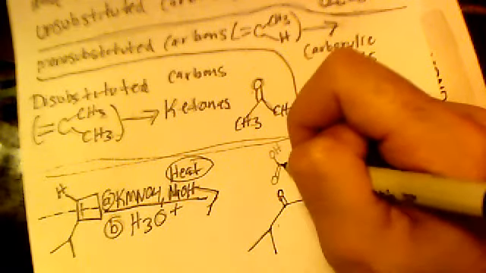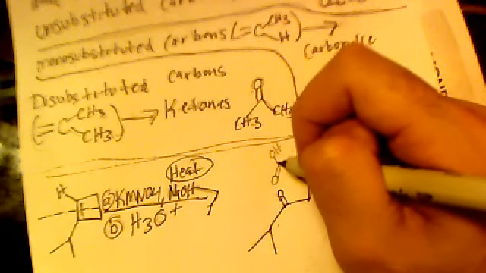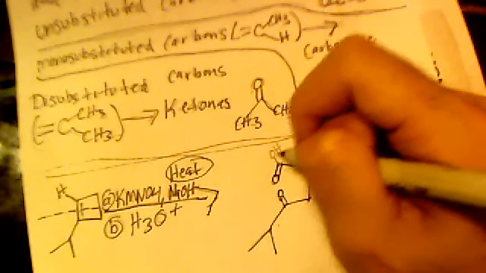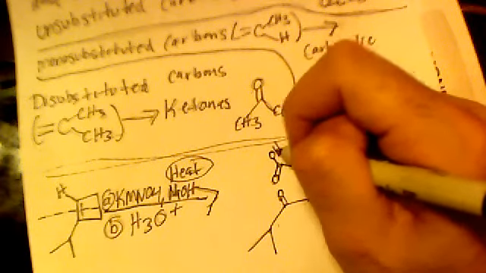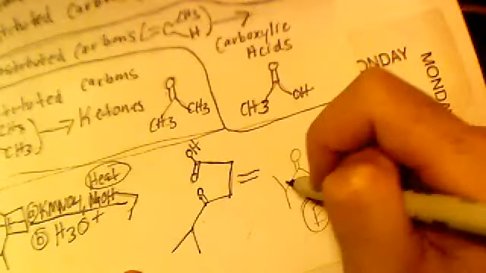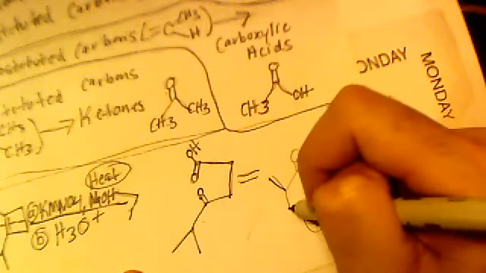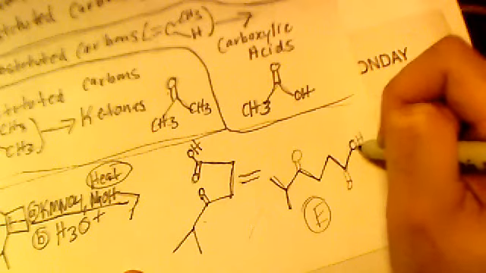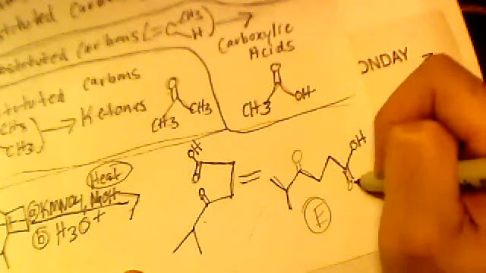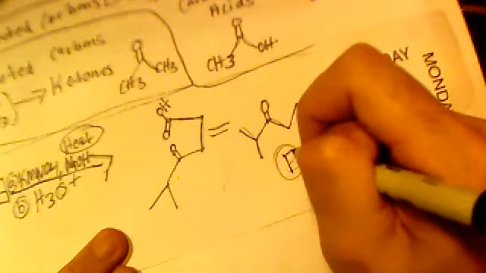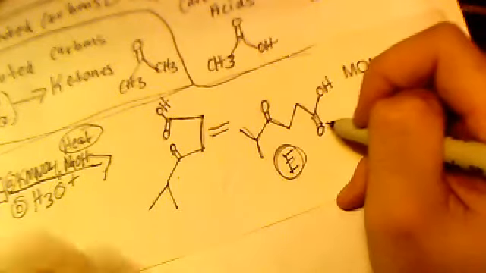And then where I had the mono-substituted carbon, the carbon attached to one carbon and a hydrogen, I get a carboxylic acid. So when you stretch that out and make it look normal, it looks something like this. And that is letter E on the practice test.